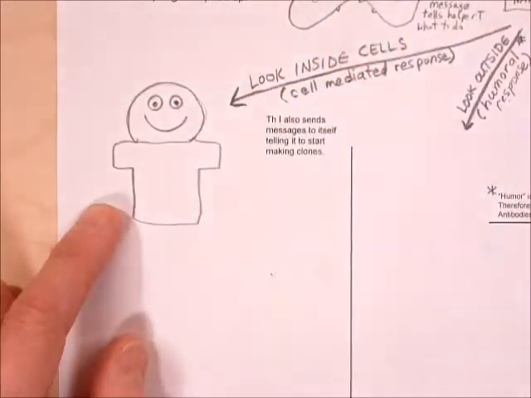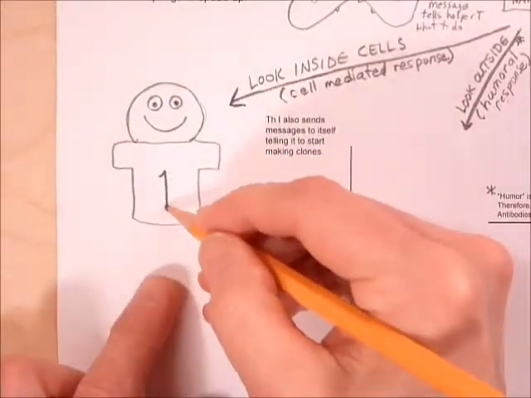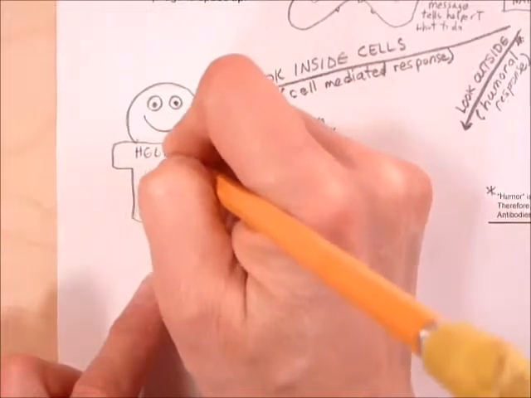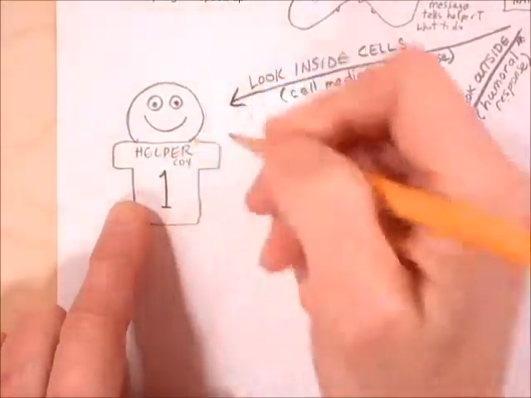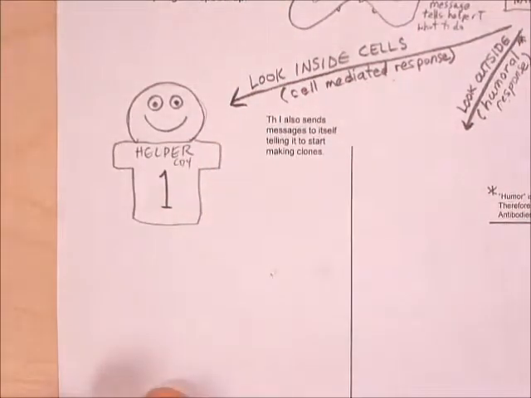He knows what to do. So he's no longer 0 on his jersey. We're going to call him number 1. Okay, and he's going to be helper. And if you want to reinforce it, I keep writing CD4 so you get used to that because you'll see CD4 a lot. Helper number 1.